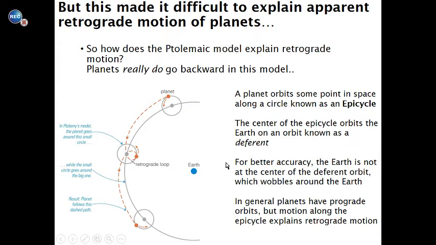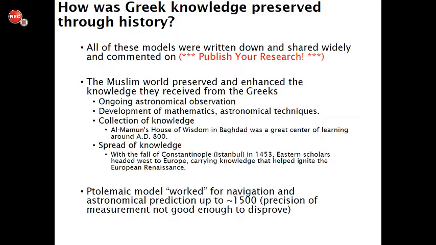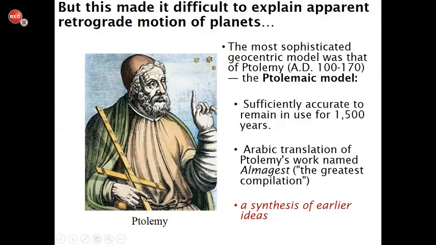So this is the gist: the motion of the planets goes, and sometimes they actually do go backwards, because they're moving on a small circle, and the small circle moves on the big circle. That's the gist of it. And the big thing about this is Ptolemy published his work in something called the Almagest, the greatest compilation.